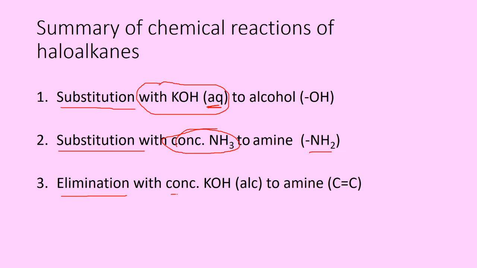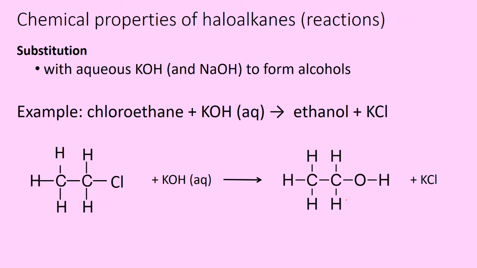So you need concentrated potassium hydroxide. This time it is not water, it is in ethanol. So it's alcoholic, ALC. Okay, so that's a reagent we need to learn. And because it's elimination, it makes a carbon-carbon double bond, which is an alkene. Okay, so it makes an alkene. So I'll fix that on the PowerPoint. So an elimination reaction makes an alkene.